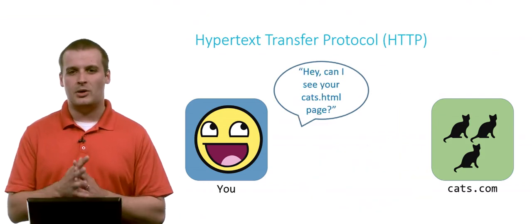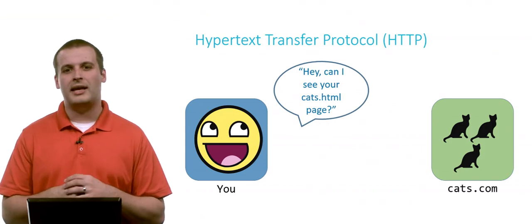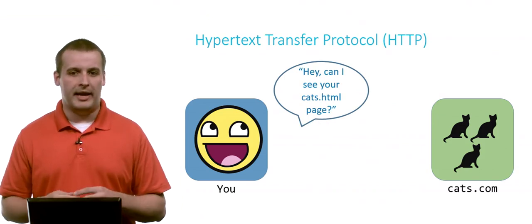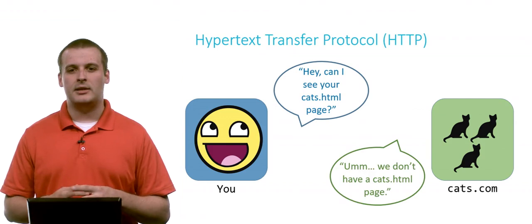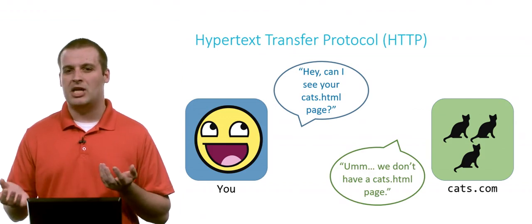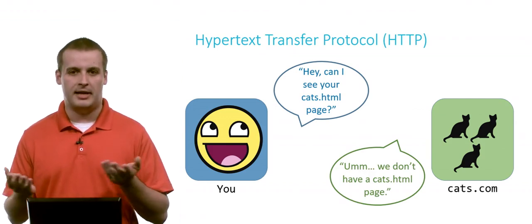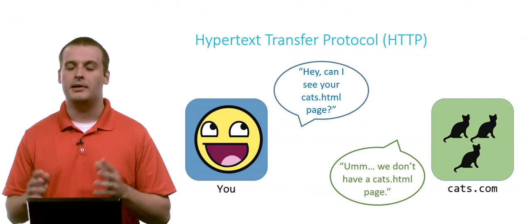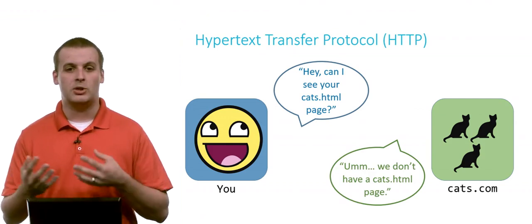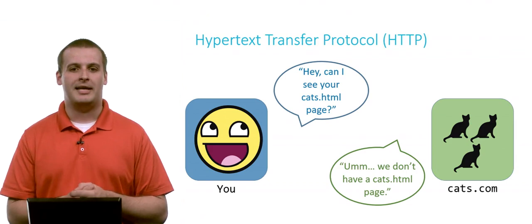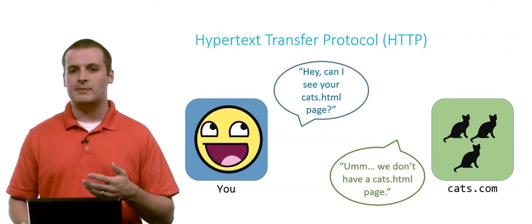But sometimes our requests don't always go quite according to plan. Can I see your cats.html page? Well, what if they say, we don't have a cats.html page, which seems kind of unrealistic because they're cats.com. You'd think they would have cats.html. But OK, so this is sort of the conventional human interaction we've now had with cats.com. How does that translate? This might be something familiar to you.